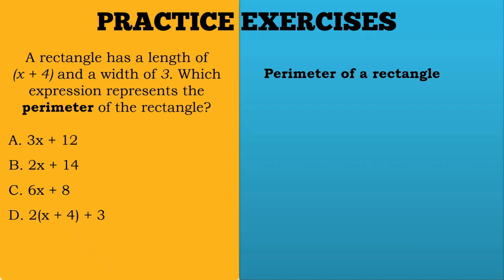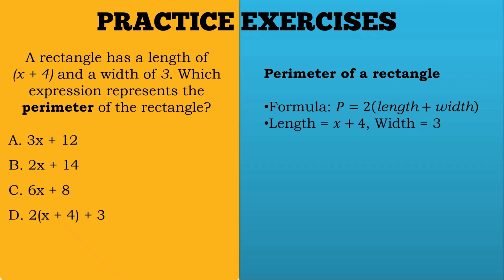Alright, let's find out the perimeter of a rectangle. This is the formula to find the perimeter of a rectangle. P is equal to 2 times the length plus width. So, in our problem, length is equal to x plus 4 and width is equal to 3. Let's substitute these values into the formula.